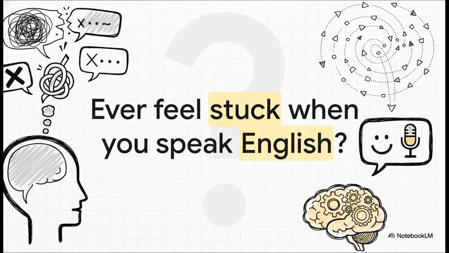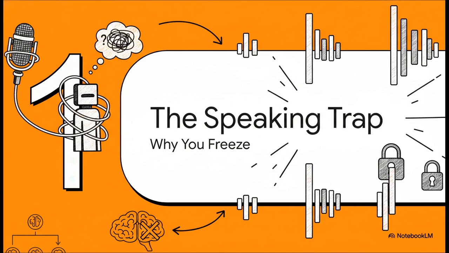You're in a conversation, you know exactly what you want to say in your own language, but when you try to say it in English, your mind just goes blank. You freeze up. It's super common. But what if I told you the problem isn't your vocabulary or how many grammar rules you know? The real reason you freeze up is something called the speaking trap. So let's get into it.